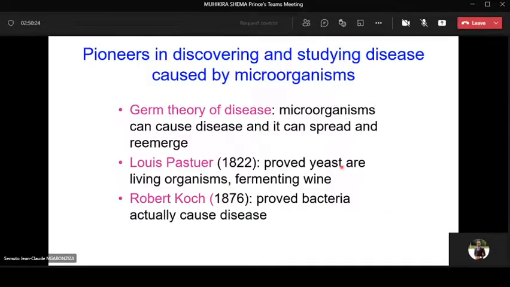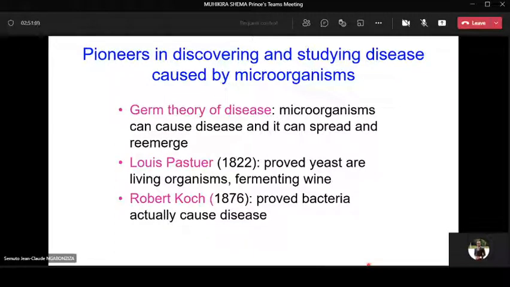No question, they are pioneers in discovering and studying disease caused by microorganisms. There is a germ theory of disease, where it was suggested that microorganisms can cause disease and can spread and re-emerge. Louis Pasteur proved that yeast are living organisms that ferment wine. Robert Koch discovered many bacteria, but also proved that bacteria are actually the cause of disease.